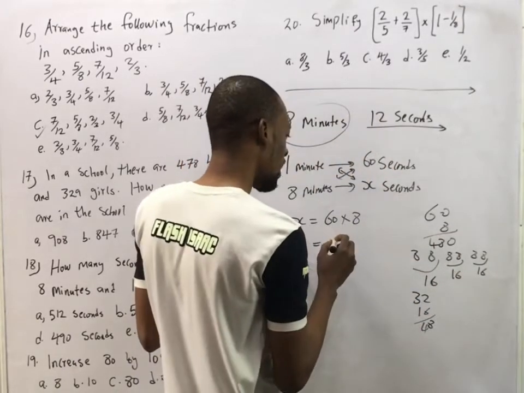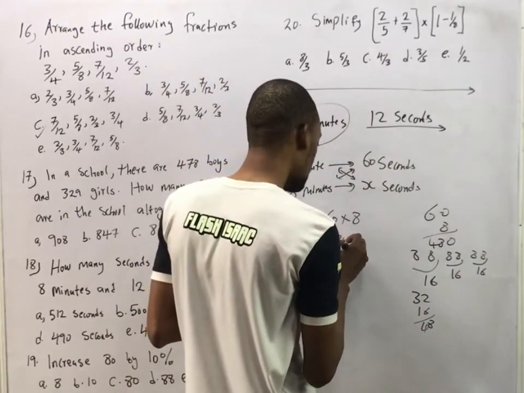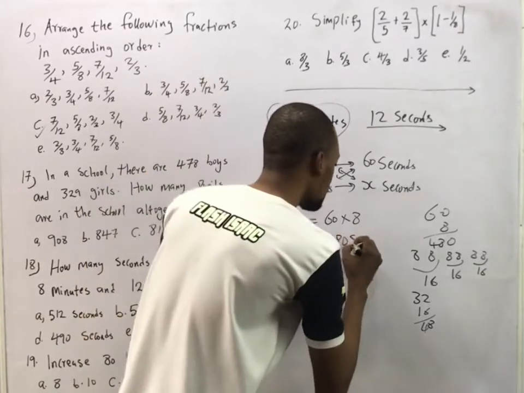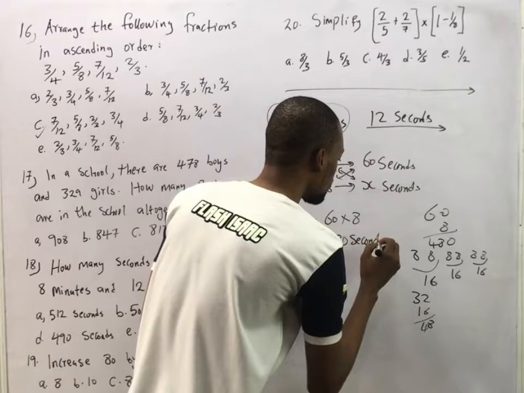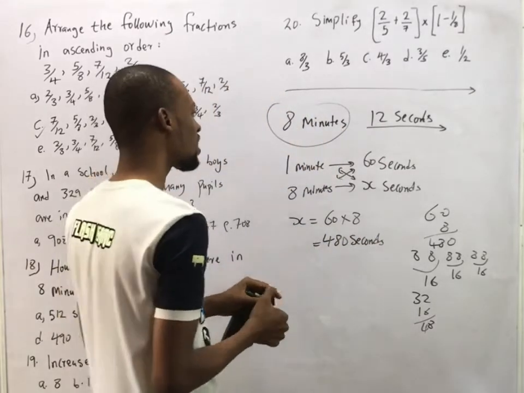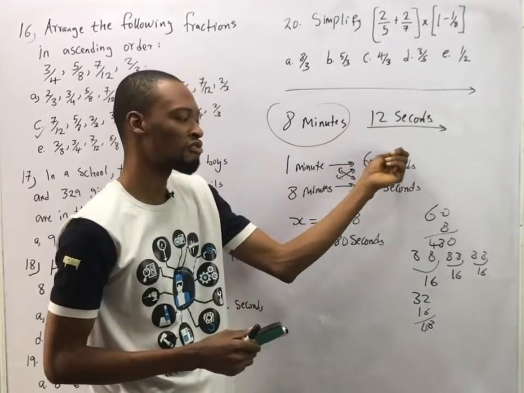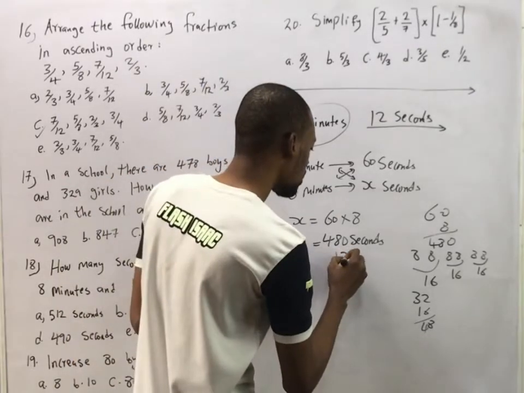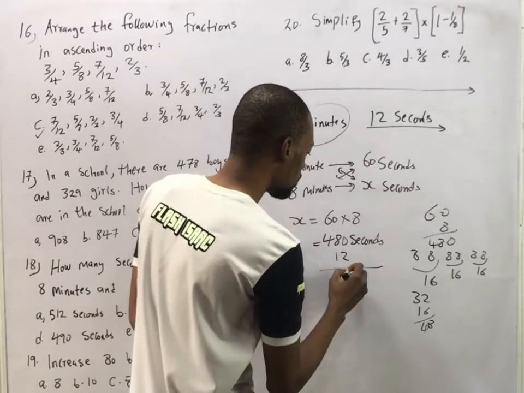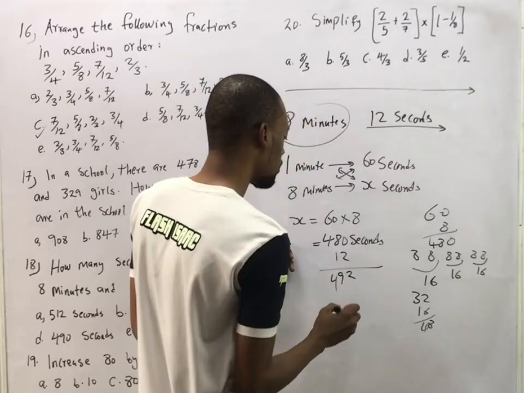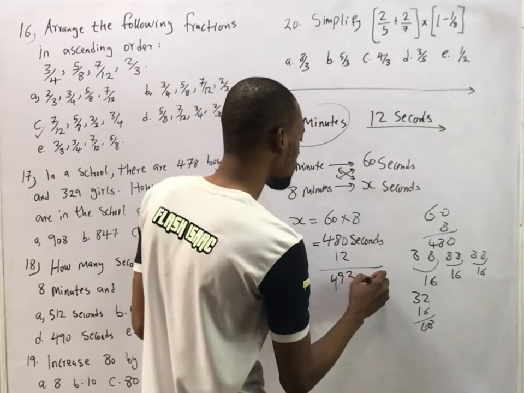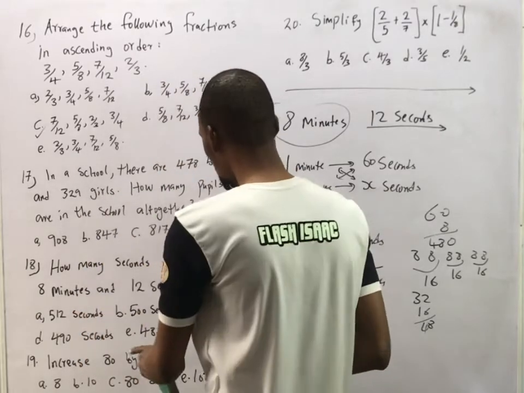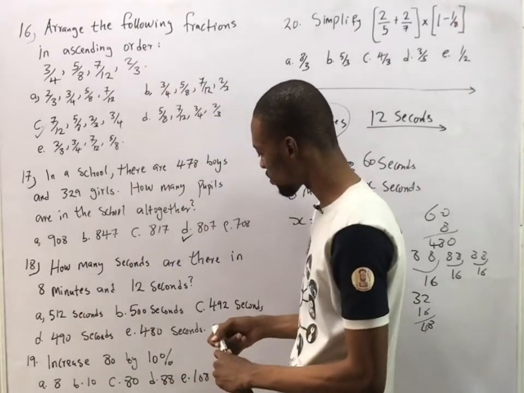So here we have 480. In 8 minutes, we have 480 seconds. Therefore, how many seconds we have in 8 minutes and 12 seconds is simply adding 12 seconds to 8 minutes to give you 492. So the total seconds is 492 seconds and not 480 seconds. So the correct option is option C.